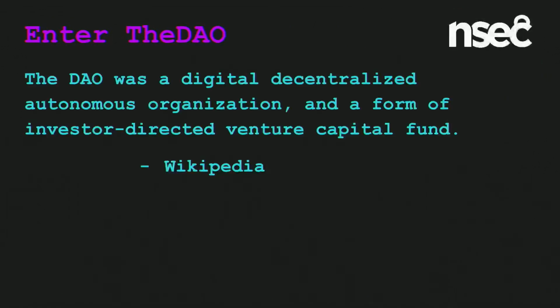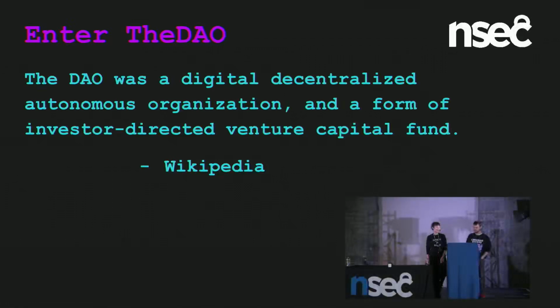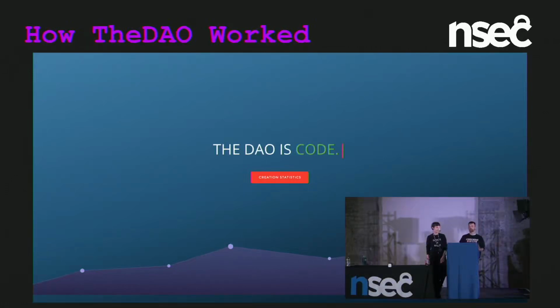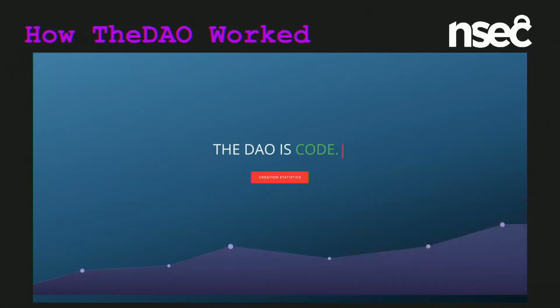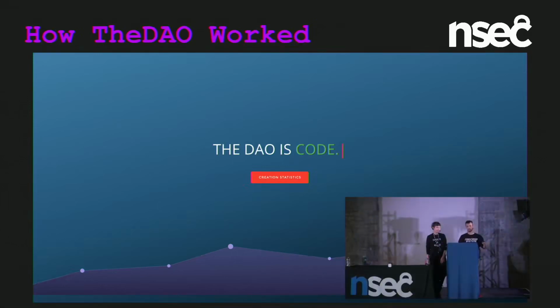The DAO was a digital, decentralized, autonomous organization and a form of investor-directed venture capital fund. More concretely, the DAO was a contract on the blockchain that encoded mechanisms and incentives so that people could coordinate permissionlessly. They could come in and pool their funds, put Ether in, and get tokens for this system. These tokens would give you a vote. Each token was worth one vote for the decisions that this investment fund would make. People could submit proposals on how to spend the funds in this contract, and you could vote on proposals.